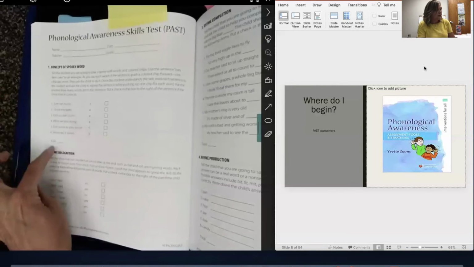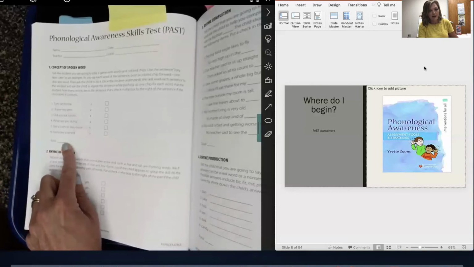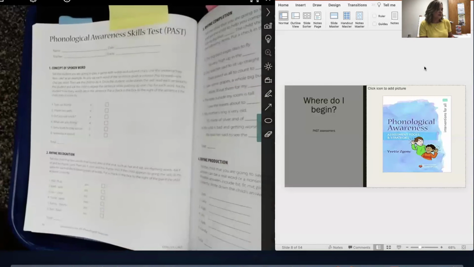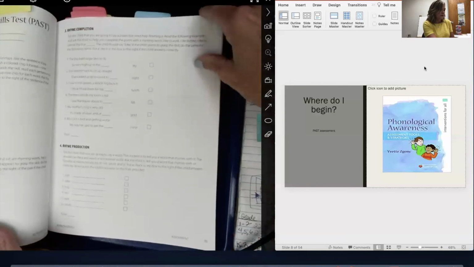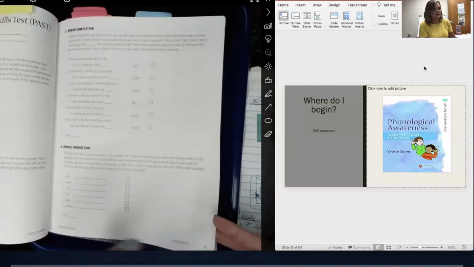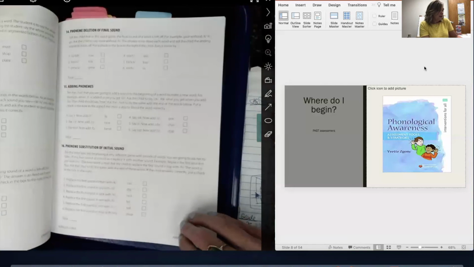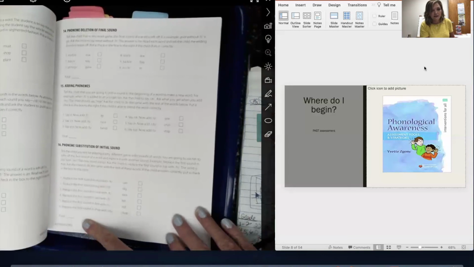So you go through, and if they get 5 out of 6 correct in that category, you move on to the next category. You just continue through each of those sections until they get less than 5 out of 6. As long as they get 5 out of 6, you keep going. If they make it all the way to the end, then they're ready for phonics.